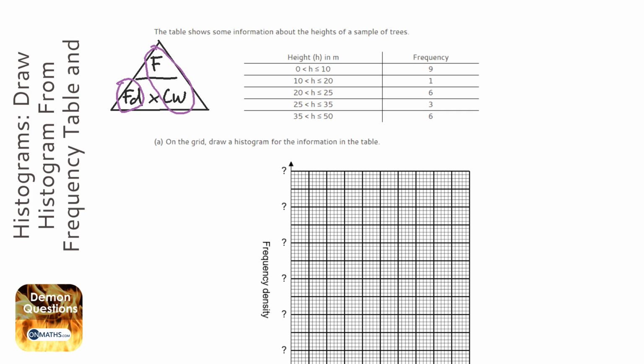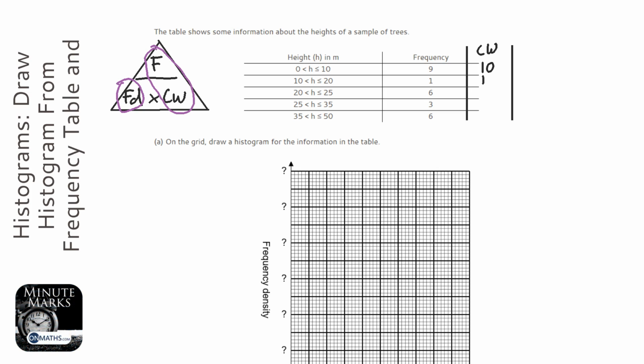Okay, so the first thing I want to plot is our class widths on each of these, because I'll need to know what they are. So the first class width, we're at 0 to 10, so the class width is 10. The next one's 10, and be careful because actually the next one is 20 to 25, so that's only 5, that one. The next one's 10, and the last one's 15.